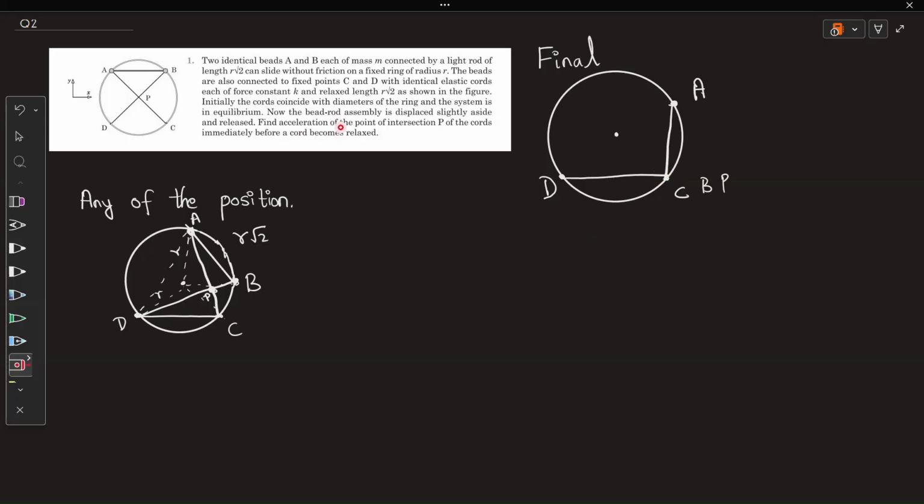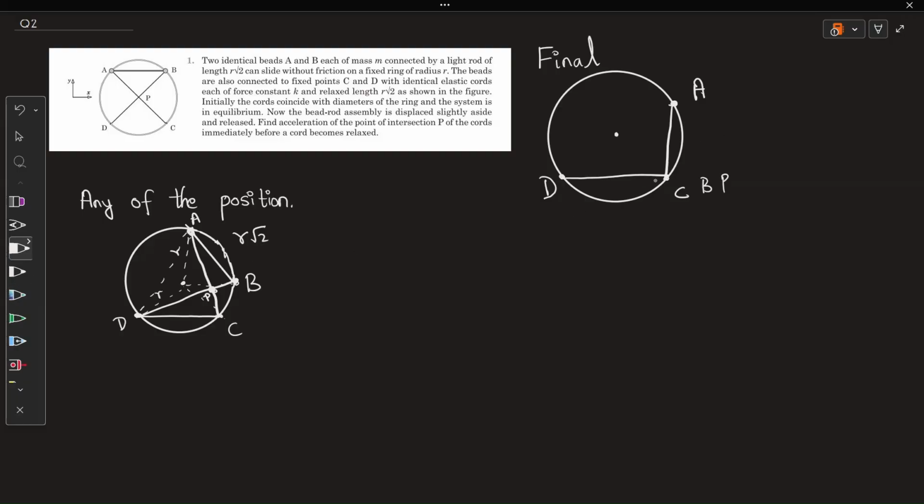This is the final question. They are asking for the acceleration of the point of intersection P of the cords immediately before the cords become relaxed. But at this position, it will only have its velocity, because now the strings have no extension, so they will cause no force. There will be no acceleration due to these cords, because both cords are in a relaxed state. So we have to find whether any other acceleration is acting, like centripetal acceleration.